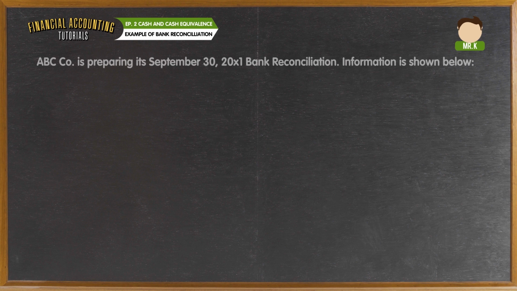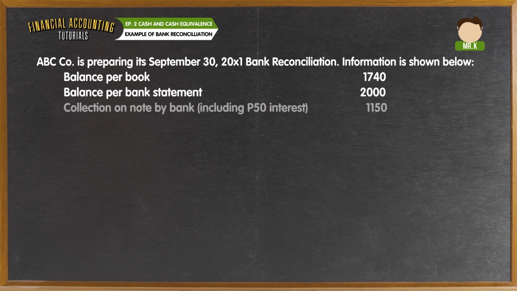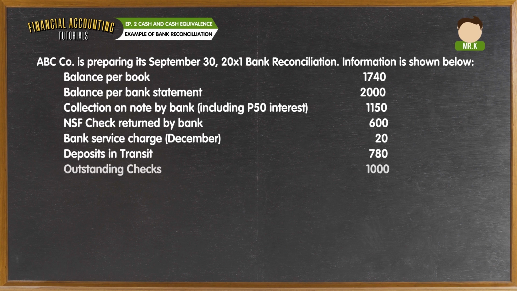ABC Company is preparing its September 30, 2001 bank reconciliation. Information is shown below. Balance per book, 1,740. Balance per bank statement, 2,000. Collection on note by bank including 50 pesos interest, 1,150. NSF check, or not sufficient fund check, returned by bank, 600. Bank service charge, December, 20. Deposit in transit, 780. Outstanding checks, 1,000.